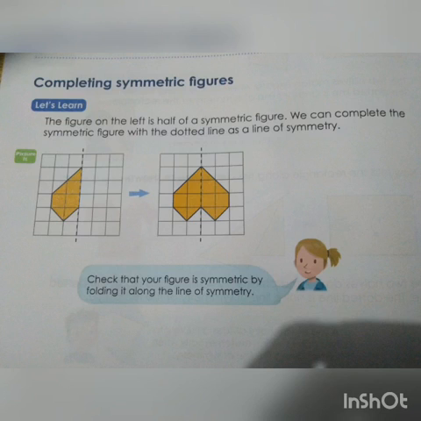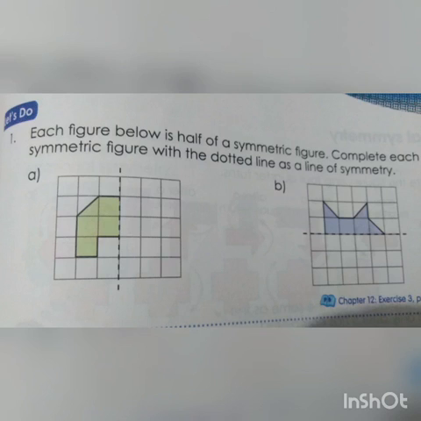The given figure in the first shows the left half of a symmetric figure. We have to complete the symmetric figure with the dotted line as a line of symmetry, which is given on one side. We have to draw the other part on the opposite side the same as on the first side. Let's do part is your homework. What you have to do is draw the half of the part which is present on one side. You have to draw the other part on the opposite side the same as the first side.